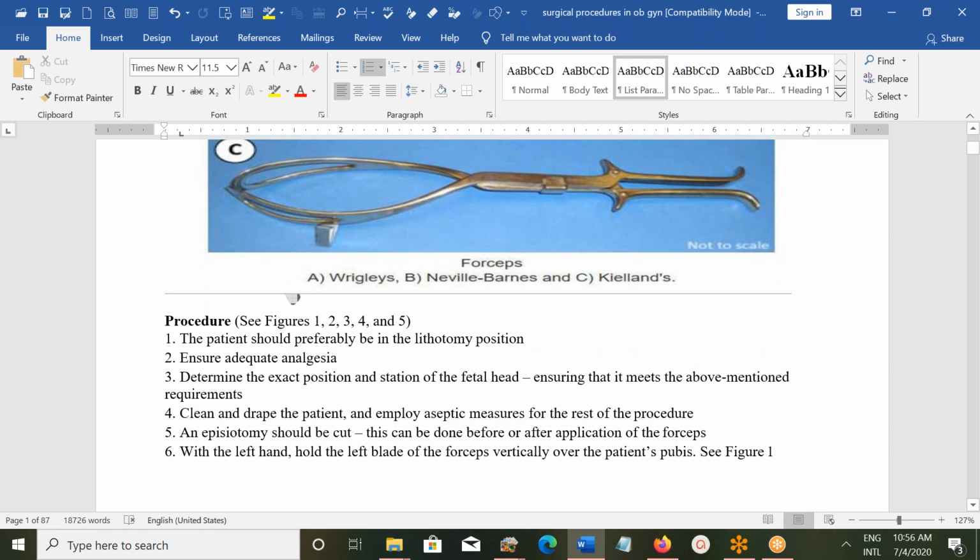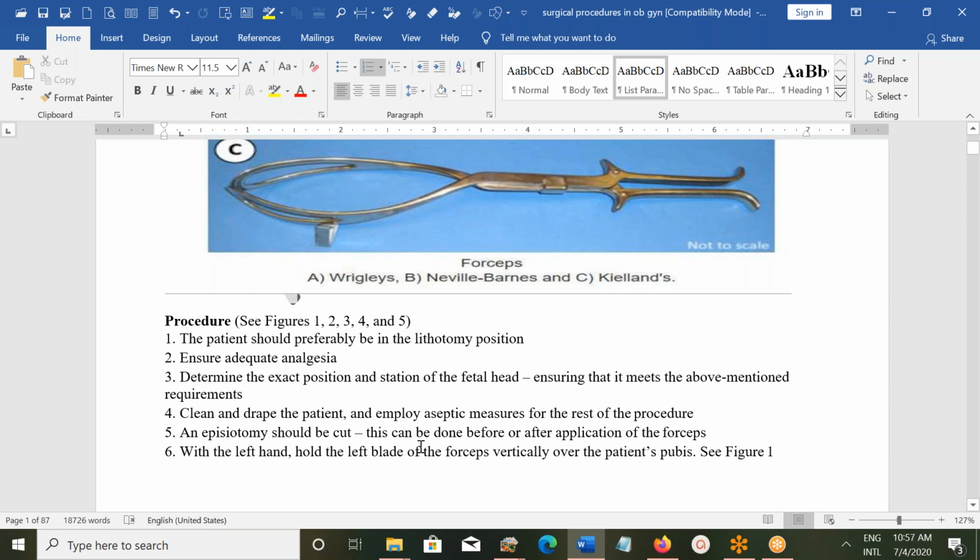The procedure is that the patient should preferably be in the lithotomy position. Ensure adequate analgesia, and determine the exact position and station of the fetal head. Why? Because you are trying to ensure that it meets the above-mentioned criteria for delivery of the baby. Clean and drape the patient, employ aseptic measures for the rest of the procedure, and the episiotomy should be cut at 60 degrees from the distended perineum.